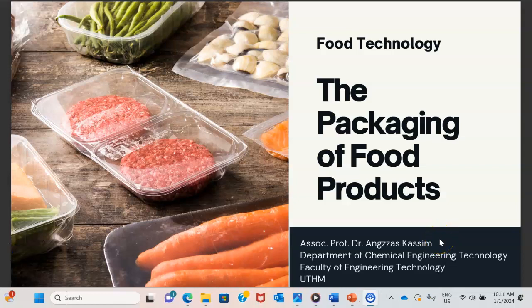So for today's sharing, it will be on the packaging of food products for chapter 5. And this is a summary or the important gist for chapter 5. And you can refer to the attached slides in your author for further explanations of this part. Right.